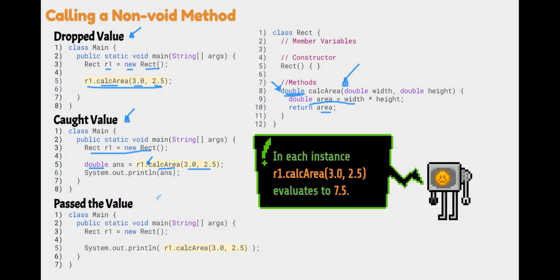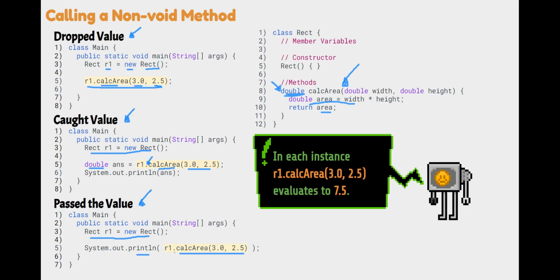Our last example is where we pass that value along. And that's another acceptable thing that we can do when we call a non-void method. It begins the same with our object declaration and instantiation statement. We have our call to the non-void method with parameters. So remember, that's going to evaluate to a 7.5. Once that evaluates to a 7.5, we are just going to pass that right into the print line. And so that's just going to print it right to the screen. So we are doing something with that value. We're giving it to another method.